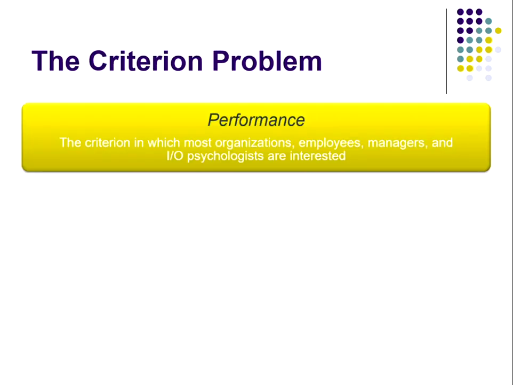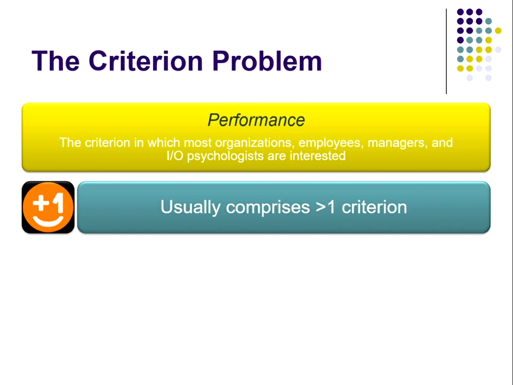So, the criterion problem. Performance is the criterion in which most organizations, employees, managers, and IO psychologists are interested in. This is what we really want to try and quantify, right? How the employee is performing. And everybody's interested in that. It usually is made up of more than one criterion. Most of the time when we're trying to assess performance, there are multiple things that we want to look at, which can make it tricky, because which one's more important, which one should take precedence. That's kind of a difficult decision to make, right?